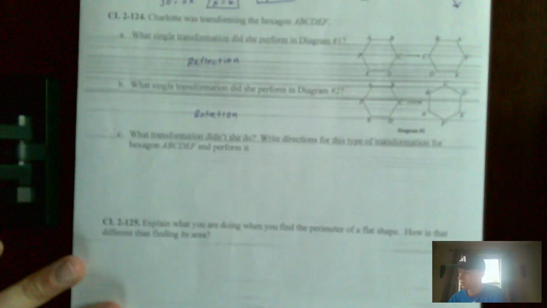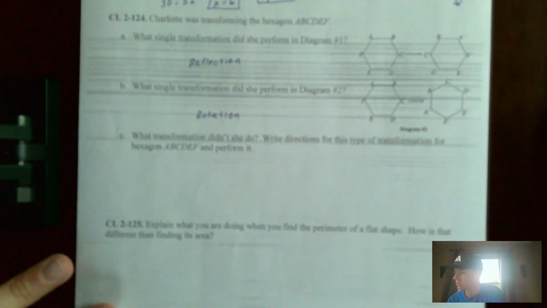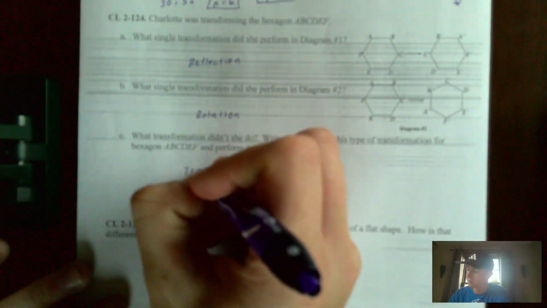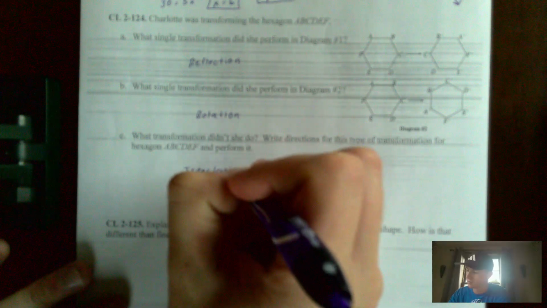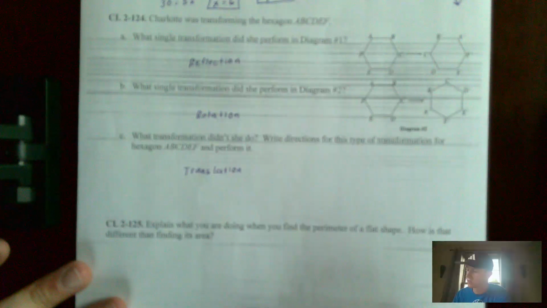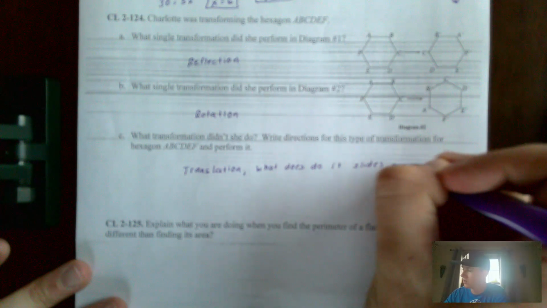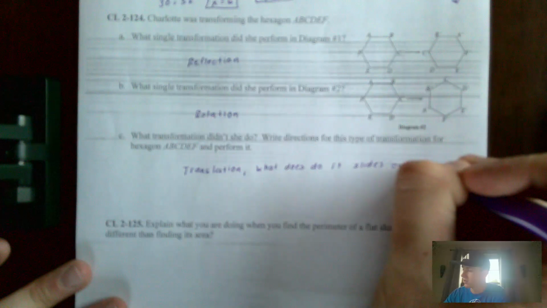All right, and then for letter C, what transformation didn't she do? Write the directions of the type of transformation for the hexagon and perform it. The only one she didn't do, we did a reflection, a rotation, and what we call a translation. So in other words, a translation, what does it do? Well, it slides over and orientation doesn't change.